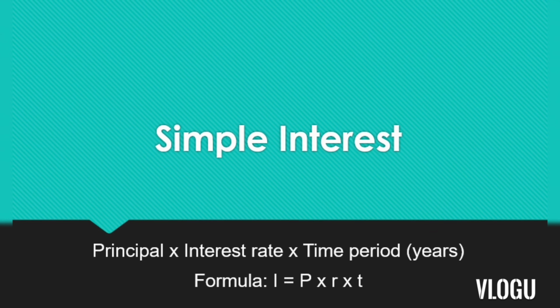So in this topic, we will use a formula to calculate the amount of simple interest. So this is the formula: principal times interest rate multiplied by time period, which is in years. This is the formula we will use when we want to calculate the amount.